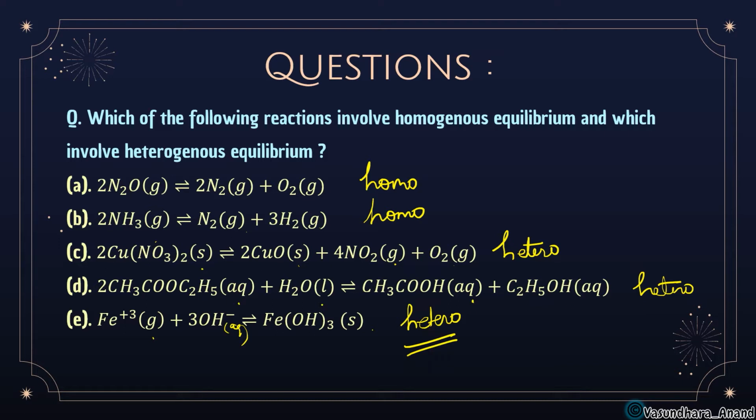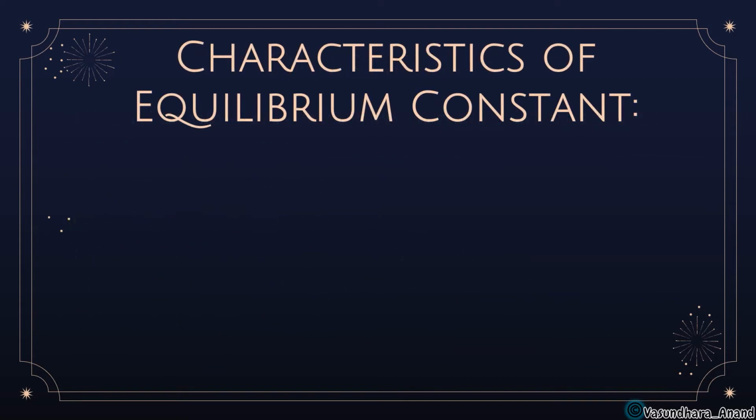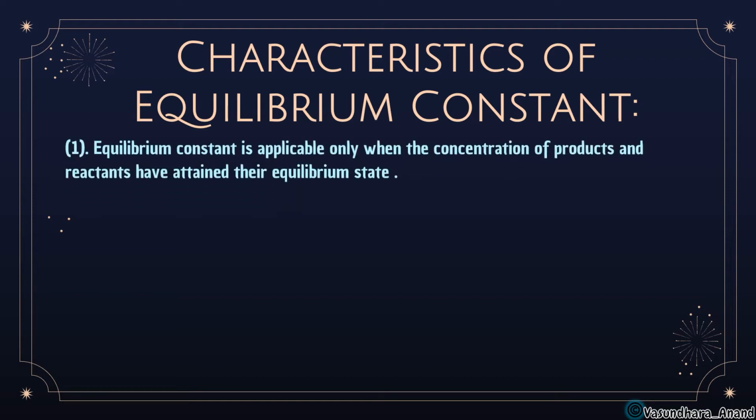Okay, next slide, that is characteristics of the equilibrium constant. What are the properties, what are the characteristics of the equilibrium constant that we are going to learn. So the equilibrium constant is applicable only when the concentrations of products and reactants have attained their equilibrium state. This is the important point. Equilibrium constant हम तभी लिख सकते हैं जब reactant and product they are in the equilibrium state. Okay, before the equilibrium or after the equilibrium, whatever we write will not be considered as the equilibrium constant.